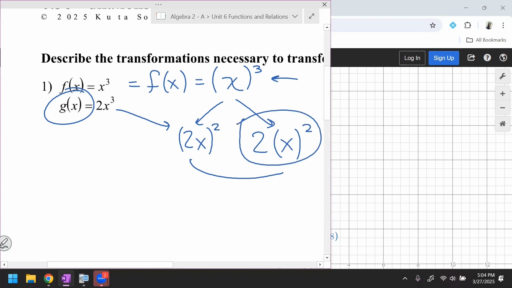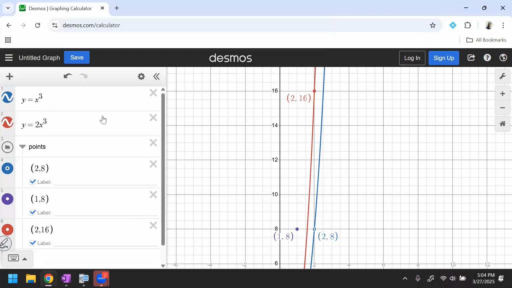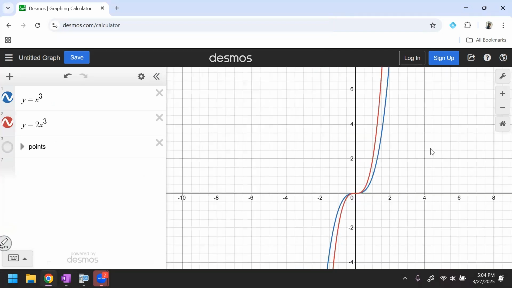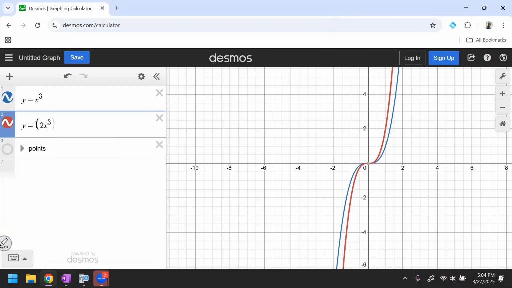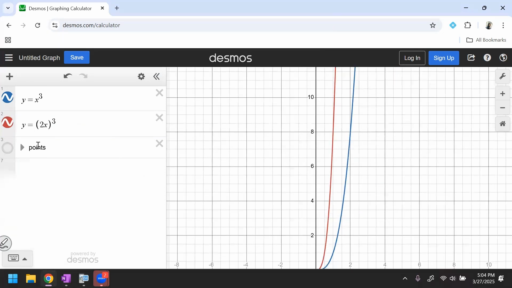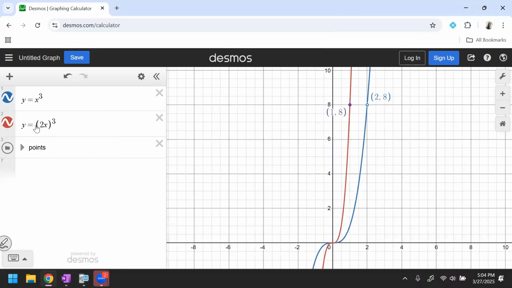It's the one on the right. This one matches g of x. (2x) cubed, this one here, would be an inward compression of factor 2. Let's take a look, okay? Let's hide these points. And instead of 2x cubed, let's put parentheses around the 2x. And now we can see that we have compressed inwards by factor 2. That's because the 2 is inside the parentheses.